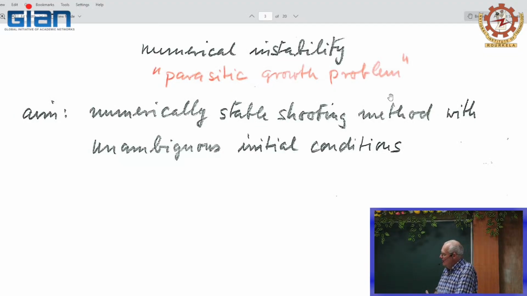There is, in fact, a method to avoid ambiguous initial conditions, which is at the same time numerically stable, and which in its nature is a shooting method that does not suffer from resolution problems.